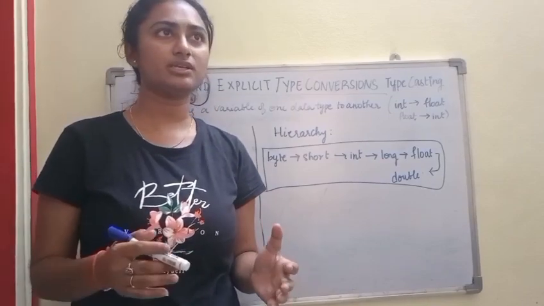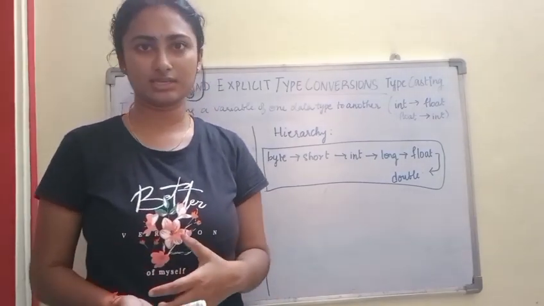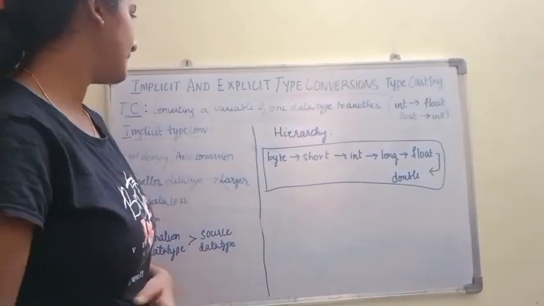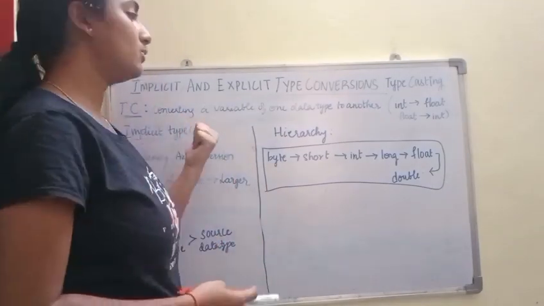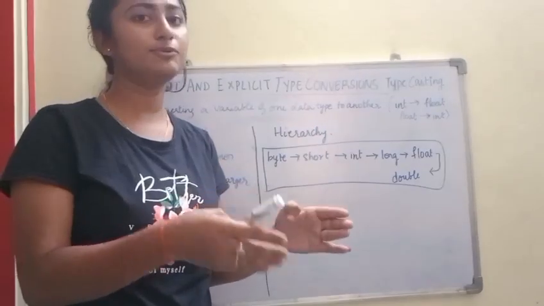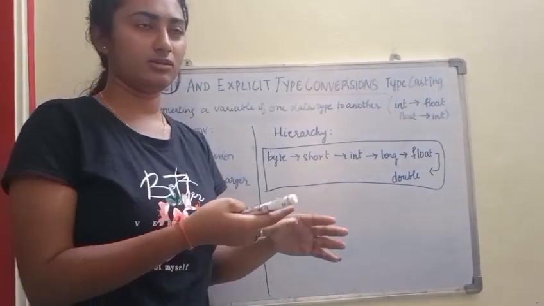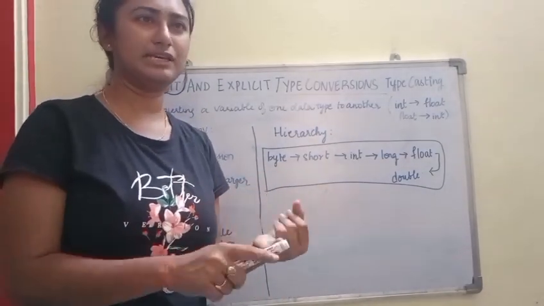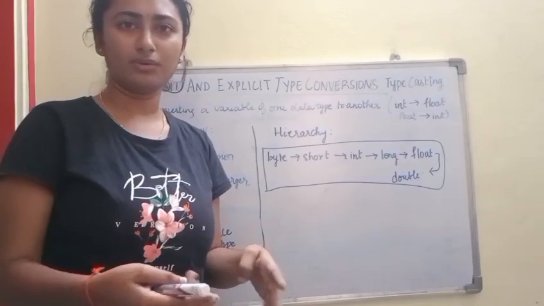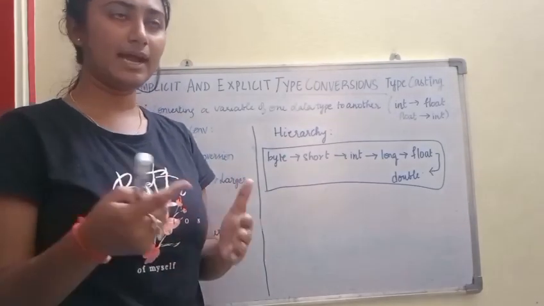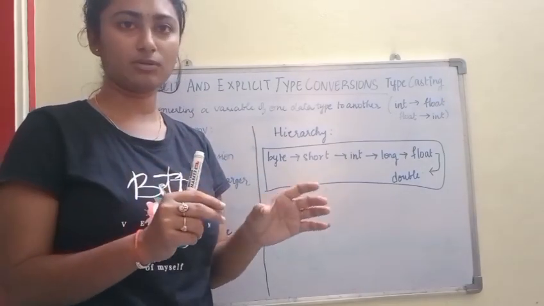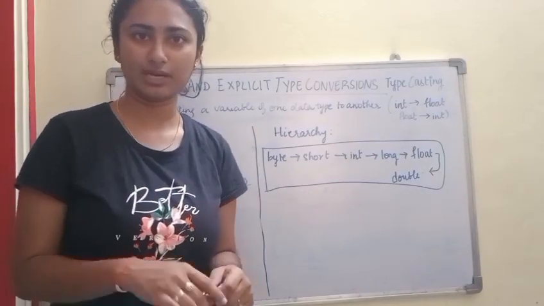Type conversion is also called typecasting in Java programming. Basically, what typecasting or type conversion is, we're going to convert a variable of one data type to another data type. The data types can be anything, int, float, double, or however it is. We can convert from one data type to another. That is the precise meaning of typecasting or type conversion.